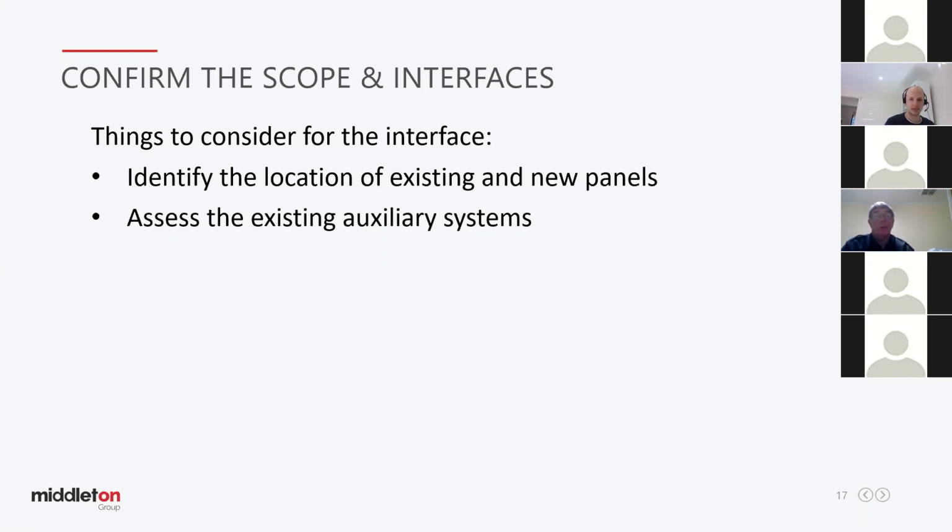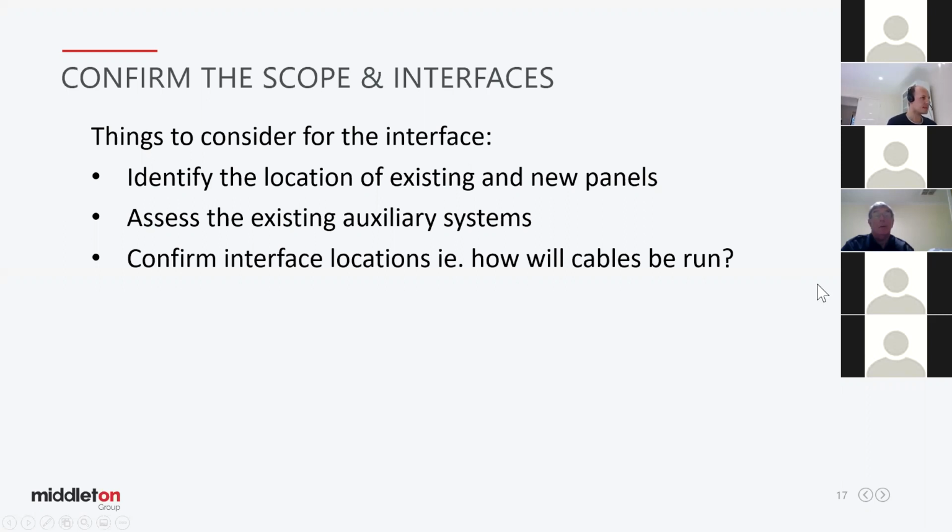And the same goes with the next part, which is confirming locations. So we talked about panel locations, but what about cable runs? Are there interface locations for the field cables, which go into the control room? Do the field cables run directly to the existing panel? Do we have an interface or cable termination cubicle? Where will that be? How is that situated in relation to the existing panel and the new panel? What space is available? How can we make it all work?